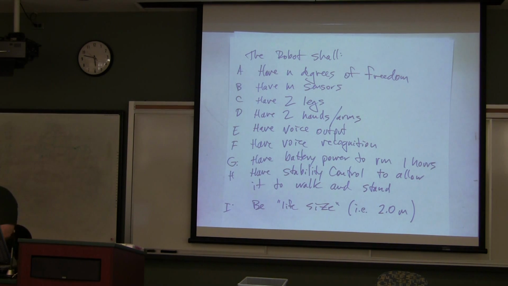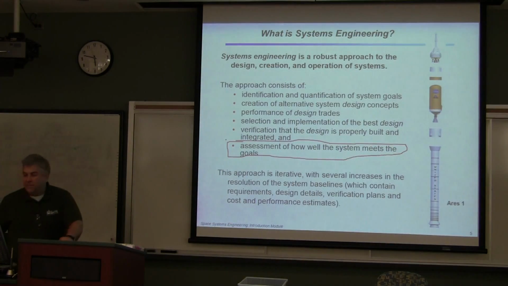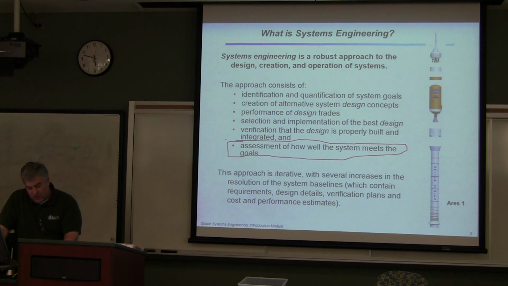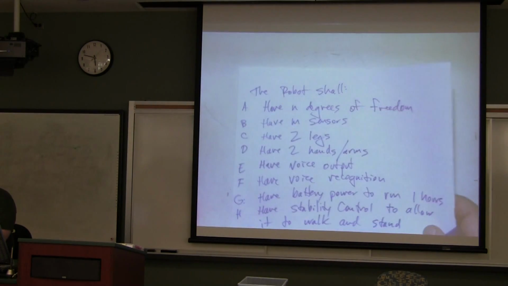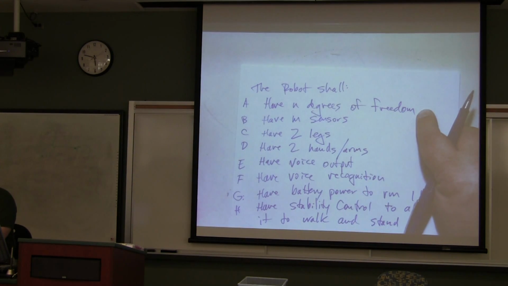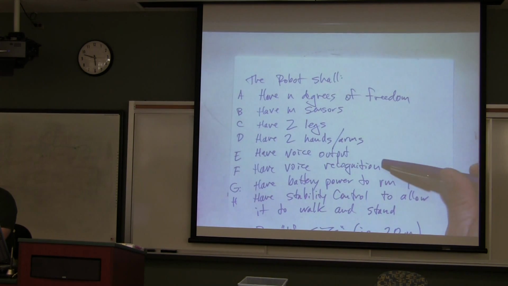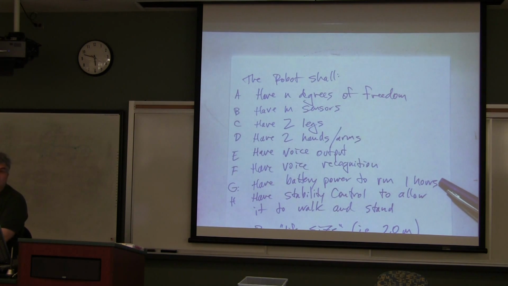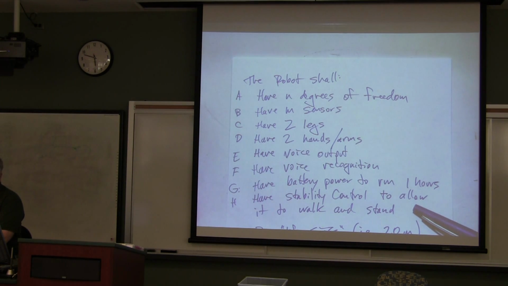All right, so this just gives you an idea of it. But notice one of the things I said is assessment of how well the system meets the goals. So these are some of the goals. And is it easy to measure how many degrees of freedom it has? Yes. Sensors, yes. Legs, yes. Voice input and output, yes. Battery power to run 1 hour. Yeah, obviously you're going to need to run it many, many times. Stability control to allow it to walk and stand. Obviously you're going to need to have it operate in different types of environments.